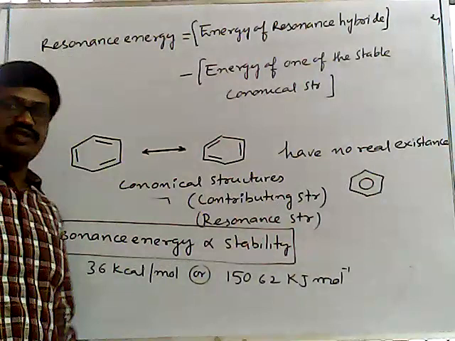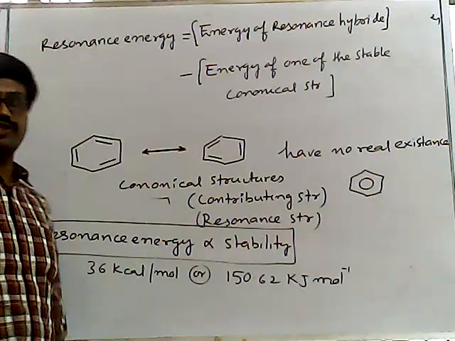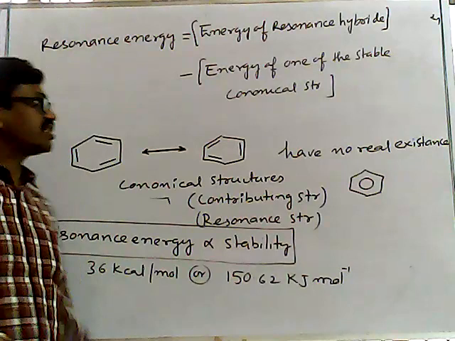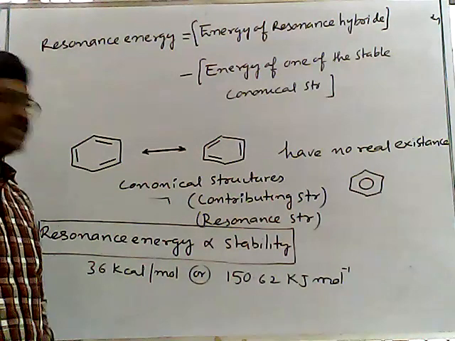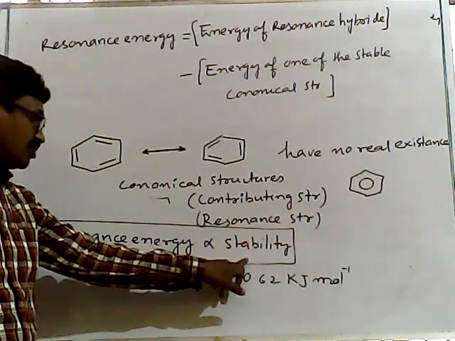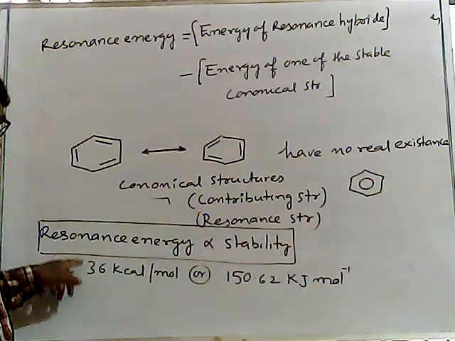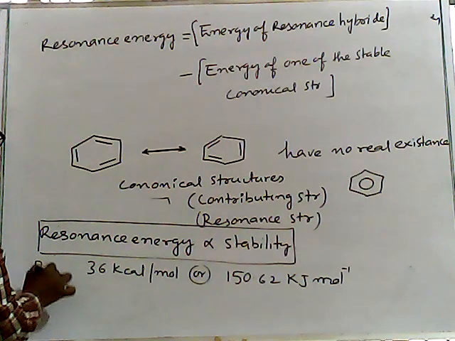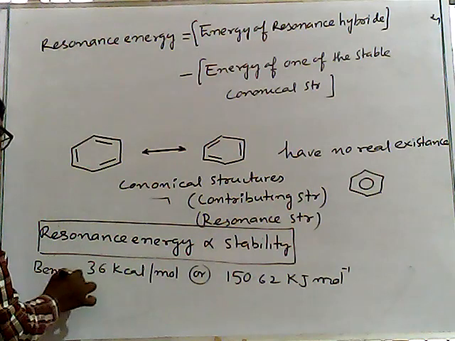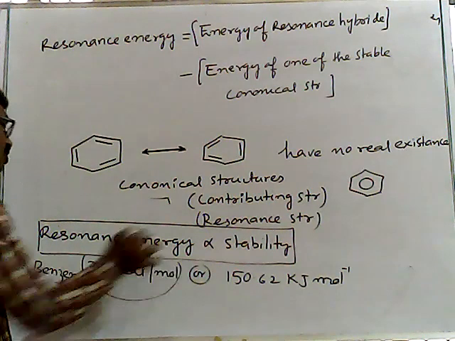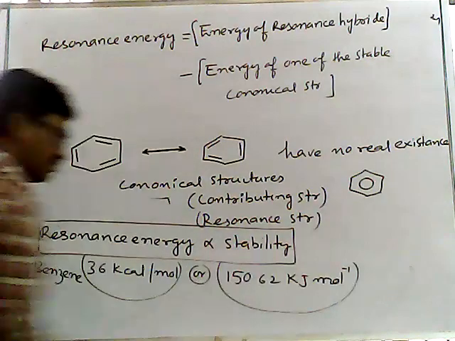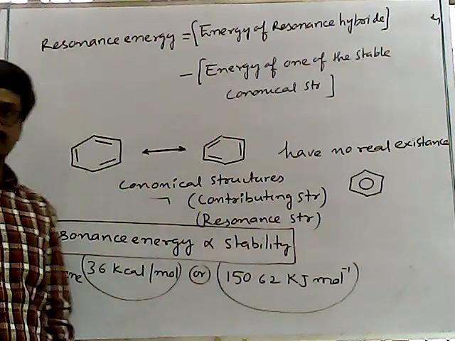The difference between internal energies of the resonance hybrid and one of the stable canonical structures is nothing but resonance energy. Resonance energy is directly proportional to stability. Resonance energy of benzene is how much? 36 kilocalories per mole. Otherwise, if we convert it into kilojoules, it becomes 150.62 kilojoules per mole.